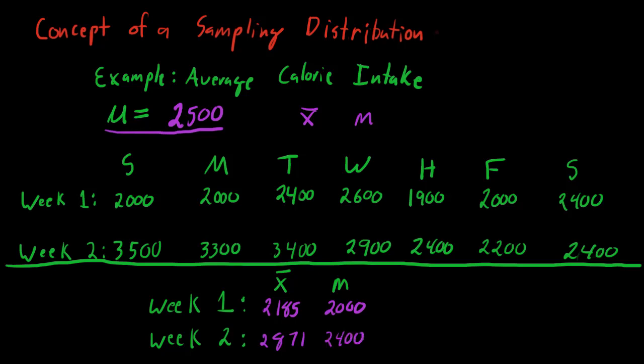So in this case, for week 1, our mean value, our X bar, is much closer to our true mu value of 2,500, and our median value is a little bit less. But then in week 2, our mean value is way too high, and our median value gets much closer to what our true average calorie intake is. What this is telling us is that we need to determine a better way of finding what our mu value is, other than just taking the average or taking the median of a given data set.